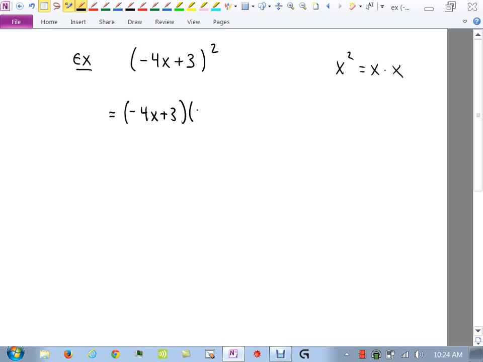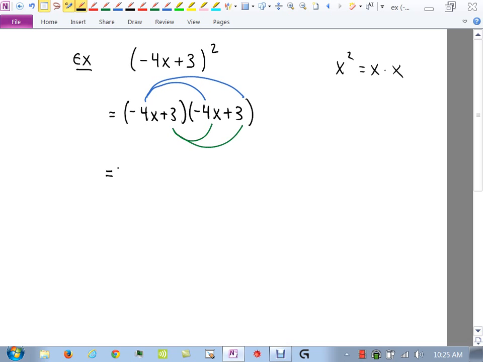Times itself. And that's a what times a what? Binomial and binomial. So I can go and start with the negative 4x, pass it through. Then I can go with the 3 and pass it through after I do that, right? Let's see if we can write that out real quick.